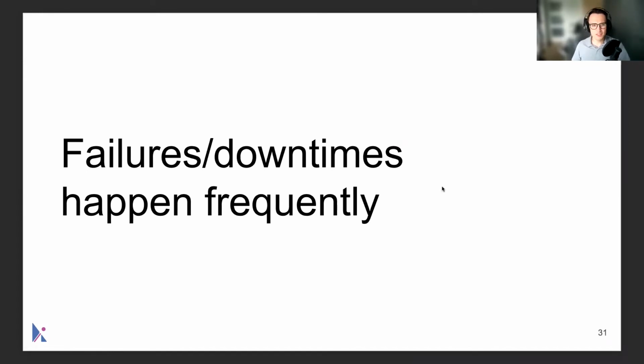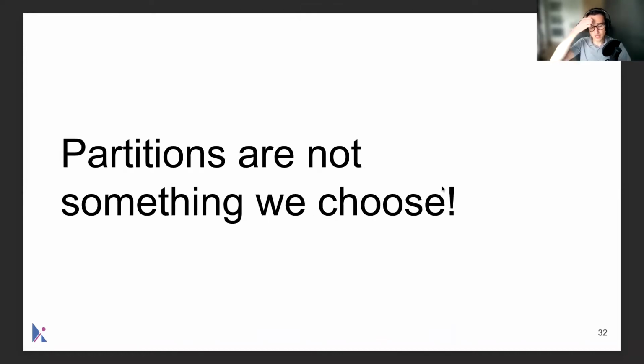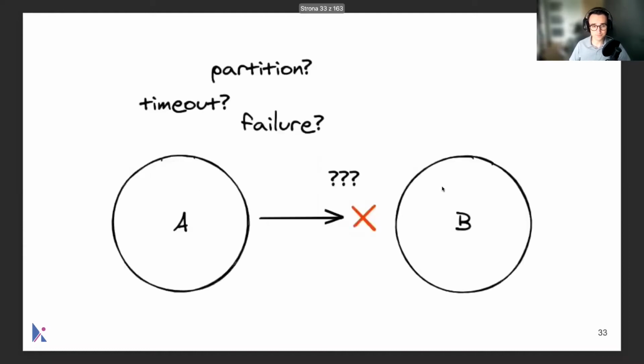But failures and downtimes happen pretty frequently. In fact, even the most stable system will need to go down for some time for maintenance or whatever, or we will need to restart it from time to time. So wouldn't it make sense to introduce or cover such a concept in something as important as the CAP theorem? Additionally, partitions, unlike availability and consistency, are not something we choose. So the network partitions are basically happening. Those are an inherent part of the networking of the distributed systems.